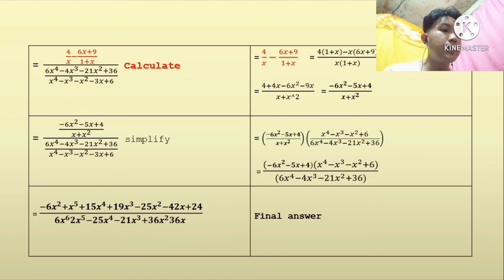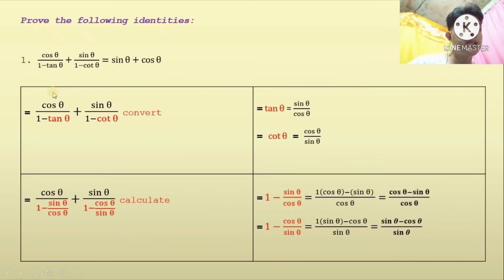So this is our final answer. So in trigonometry, let's prove the following identities. Problem number 1: let's prove cosine theta over 1 minus tan theta plus sine theta over 1 minus cot theta, or cotangent theta, is equal to sine theta plus cosine theta.